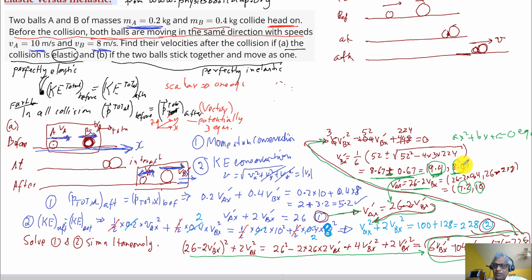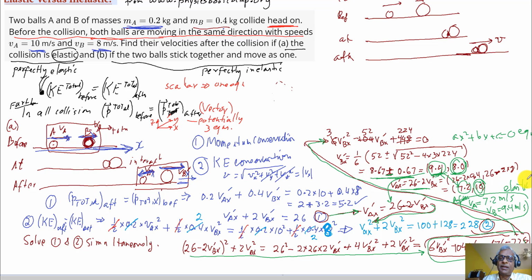So you can recognize this is the situation before the collision, and this pair is the situation after the collision. So the answer after is VA equals 7.2 meters per second, and VB is 9.4 meters per second. So this is elastic.